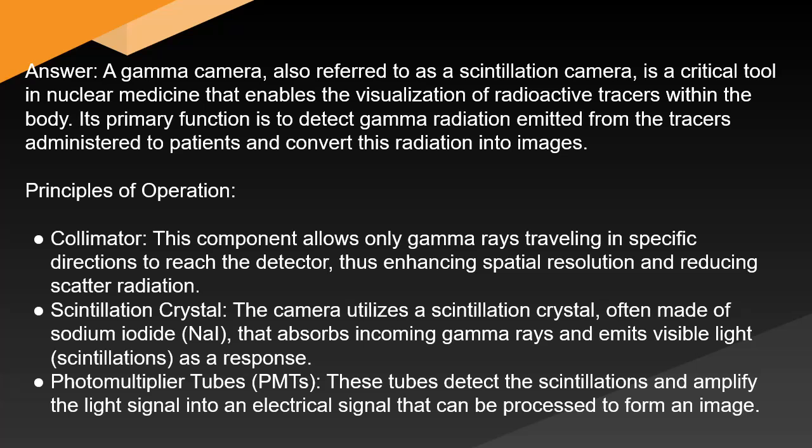Scintillation crystal. The camera utilizes a scintillation crystal, often made of sodium iodide, NaI, that absorbs incoming gamma rays and emits visible light scintillations as a response. Photomultiplier tubes (PMTs). These tubes detect the scintillations and amplify the light signal into an electrical signal that can be processed to form an image.